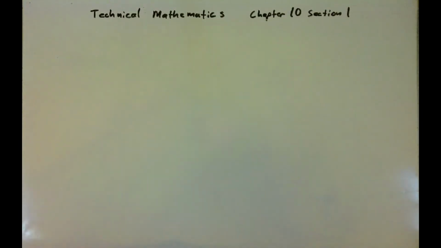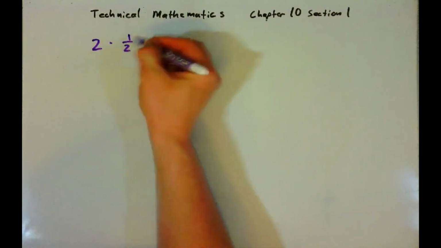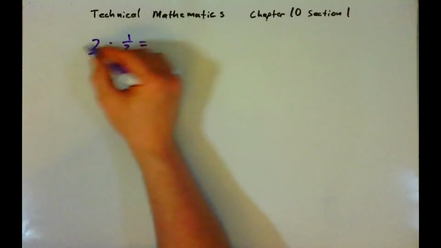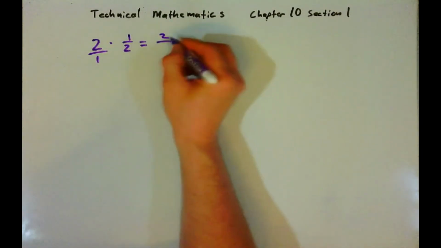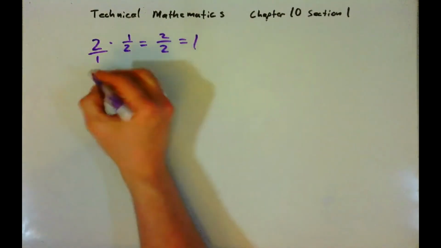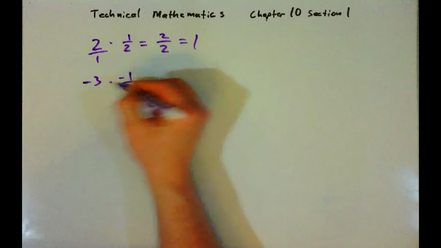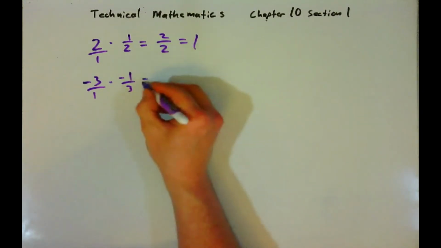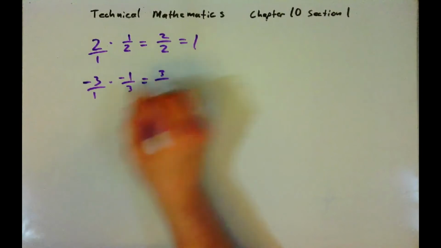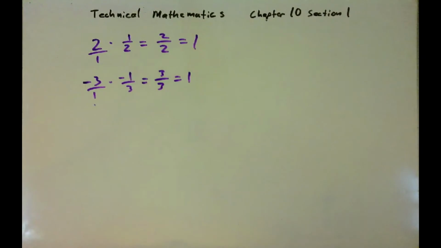Let's review for a moment what reciprocals are. Reciprocals are two numbers that when we multiply them together equal 1. So for example, 2 and 1/2 are reciprocals because when we multiply these together, 2 times 1 is 2, and 1 times 2 is 2, and this reduces to 1. Same thing as, for example, -3 times -1/3. These are reciprocals because -3 times -1 is +3, and 1 times 3 is 3, and again this reduces to 1. So reciprocals are any two numbers that when we multiply them together give us 1.